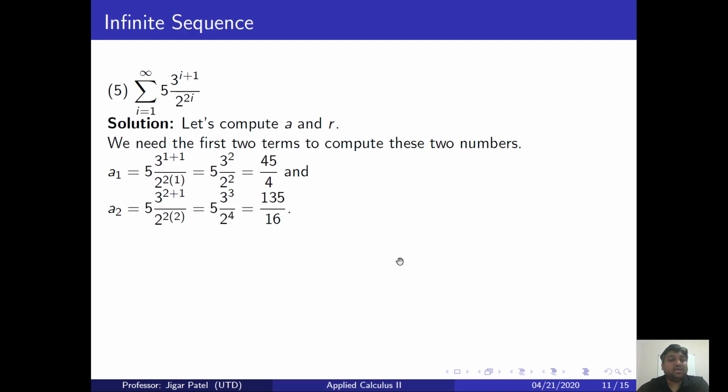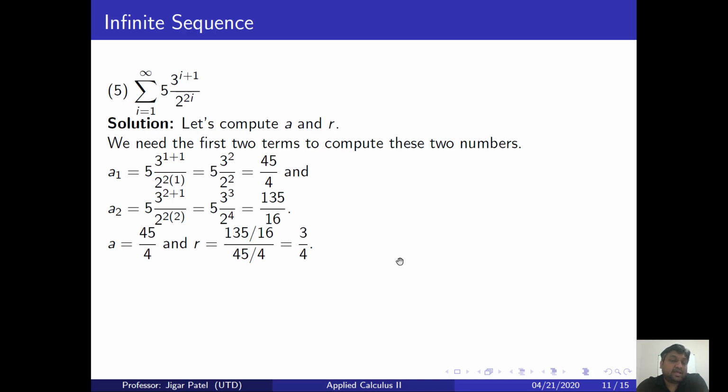And i equal to 2 gives me 5 times 3 to the 2 plus 1 over 2 to the 2 times 2. If you simplify, you get 27 times 5 over 16, which is 135 over 16. A is 45 over 4.